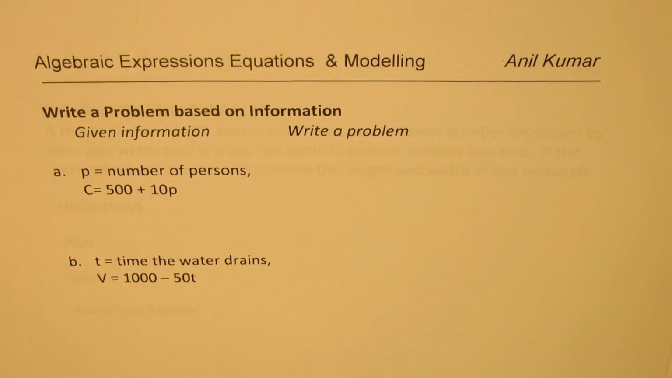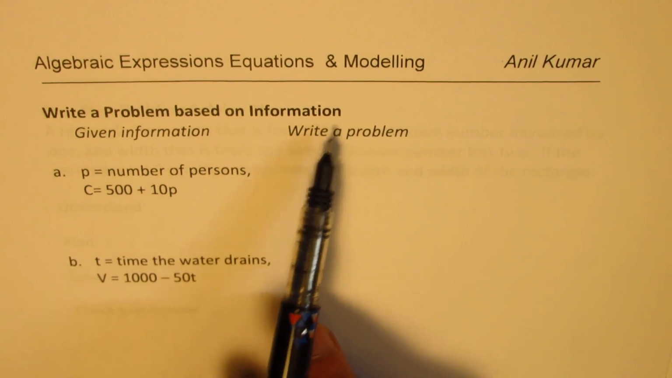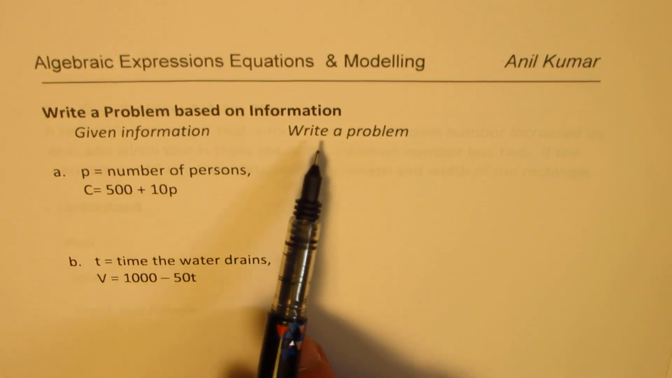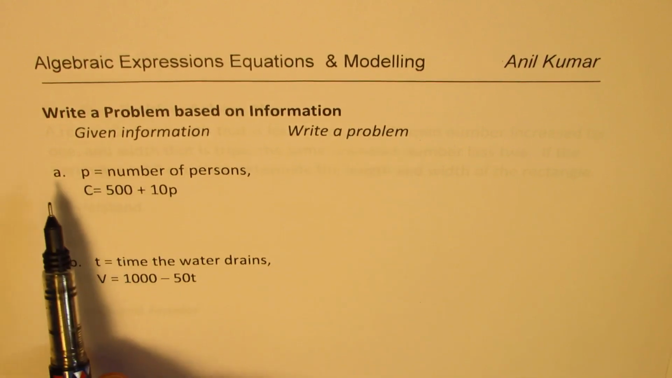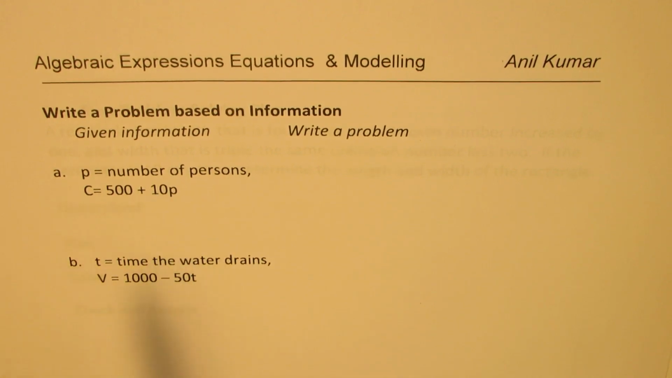Now let us try to understand that once we have our equations in place, how we can actually write a problem from there, right? So that is a reverse kind of situation, very important. So now we are going to write a problem based on the information. We are given some information and we need to write this in the form of a problem. The information given to us is P is number of persons, C is 500 plus 10P. So what kind of problem can we create from the given information? That is the idea, right? So these are very interesting questions. Let us see how to write this.